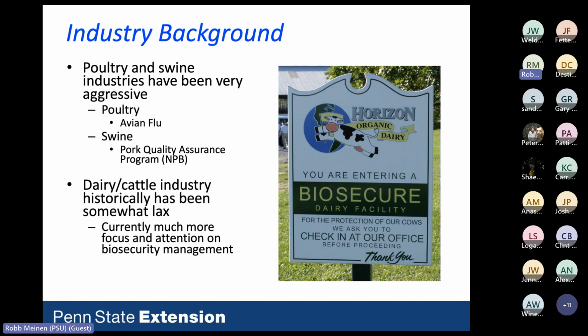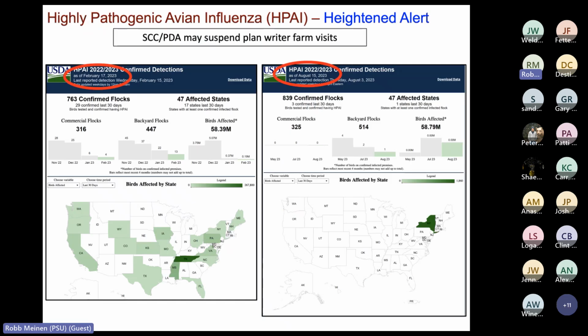So that is something that, in expectation of, I'm going to go to the swine farm or the poultry farm and get in the barn and see the animals, that may not happen. The cattle industries, the dairy industries have been a little more lax with biosecurity, and for understandable reasons, the health challenges there are a bit different.